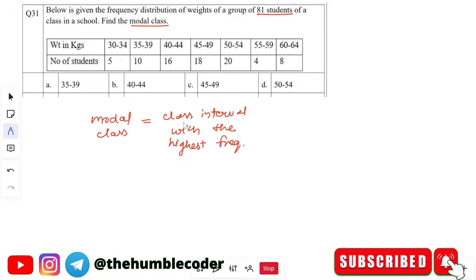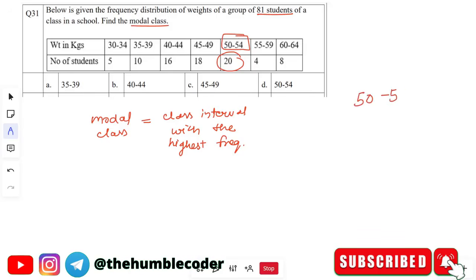So modal class is what? It is the class interval with the highest frequency. Now frequency is the number of students in our case, right? So let's see which is the highest frequency, which means the highest number is 20. Here it's the interval we have to take. So the answer for this one is going to be 50 to 54, right?